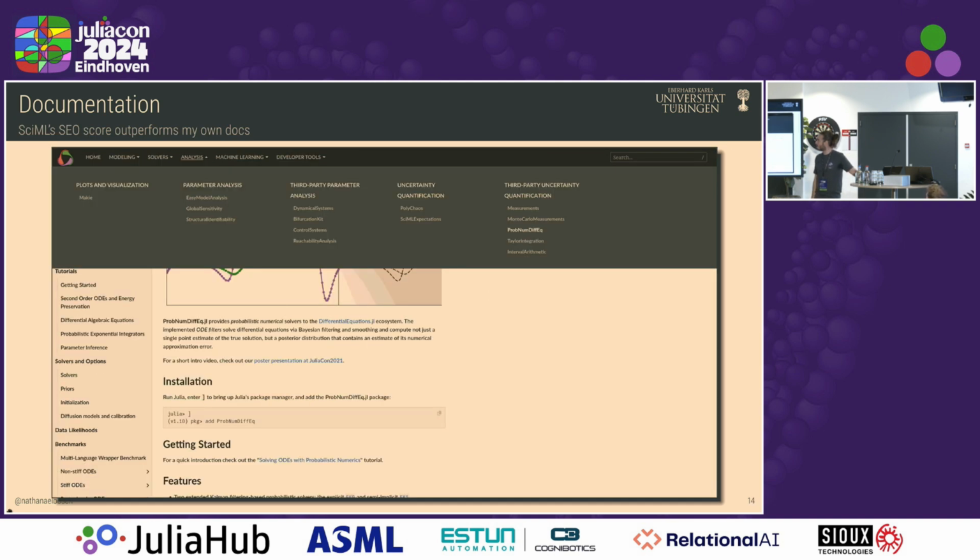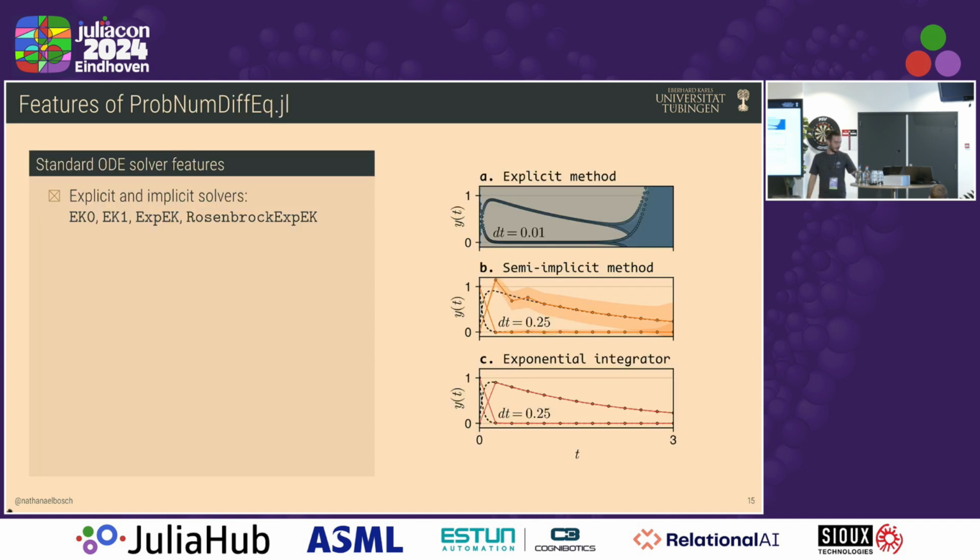probabilistic ODE solution. Maybe one fun fact also is in the SciML docs, you also find ProbNumDiffEq.jl. It's listed under third-party uncertainty quantification. I would argue it's actually a solver, but then Taylor integration is also there, which are also doing solvers. So maybe that's the place. Also, if you Google for ProbNumDiffEq.jl, you get to this homepage because SciML is better in search engine things. So what does the package contain? It contains explicit and implicit solvers.